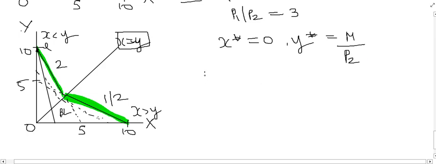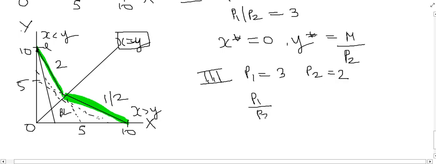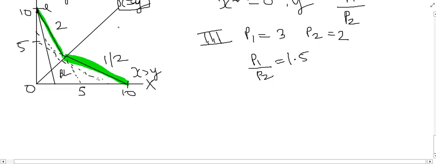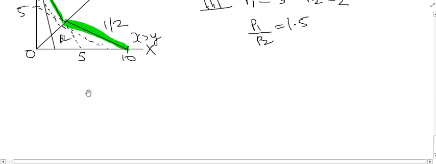Okay, now let's take case 3. Let's take a price ratio between 2 and half. So let p1 equals 3 and p2 equals 2. Price ratio equals 1.5. Okay, let's copy the diagram again.